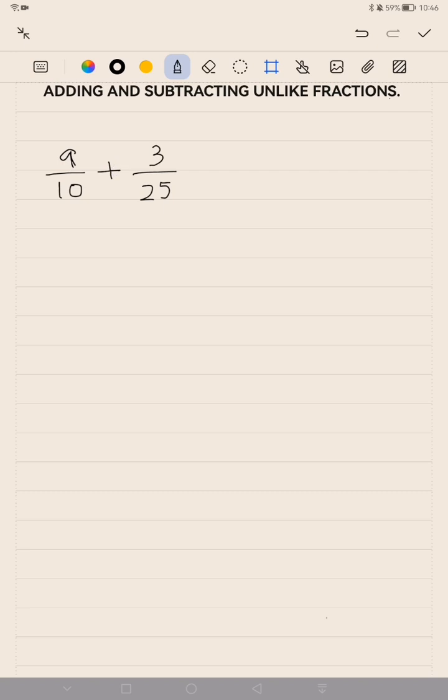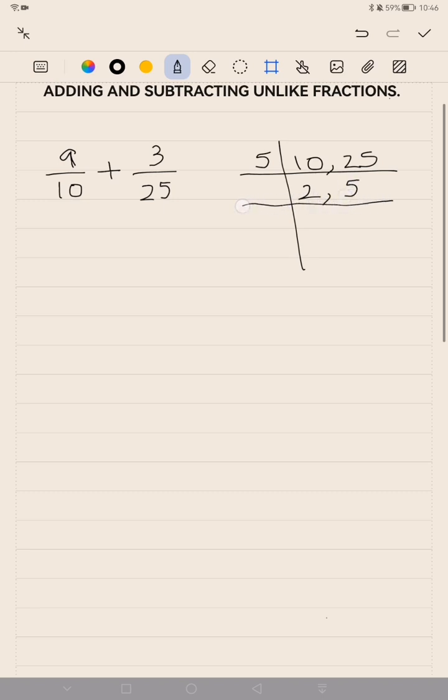Whenever you have to add two fractions, you check the denominators first, whether they are the same or not. If they are not the same, then you make them the same by finding their LCM first. 10 and 25 have a common factor 5. 5 twos are 10, 5 fives are 25. Now 2 and 5 do not have a common factor, so I'm going to first divide the even number. 2 ones are 2, 5 will come down as it is. Then we will divide 5. 5 ones are 5. So our LCM is 5 into 2 into 5.